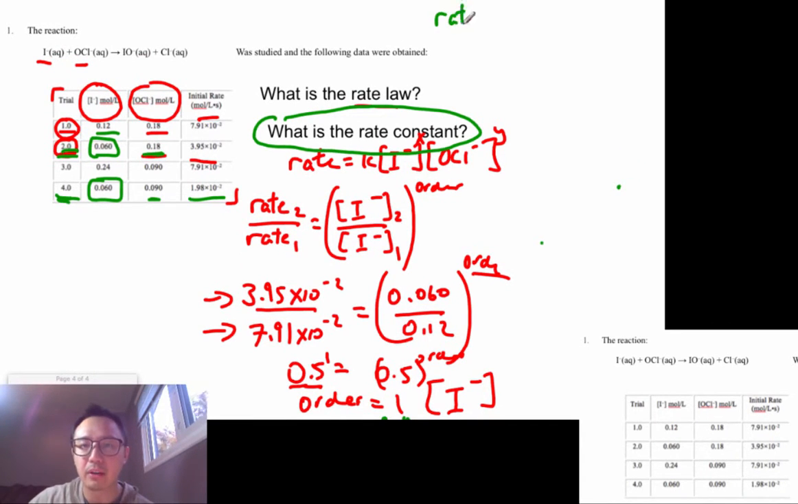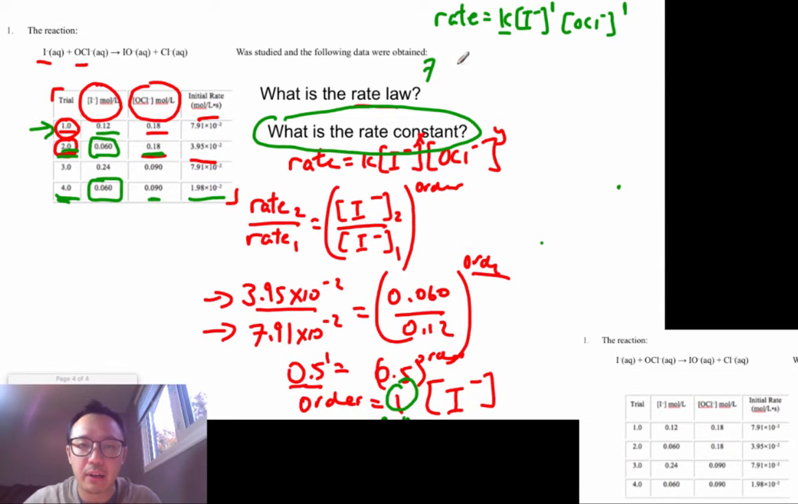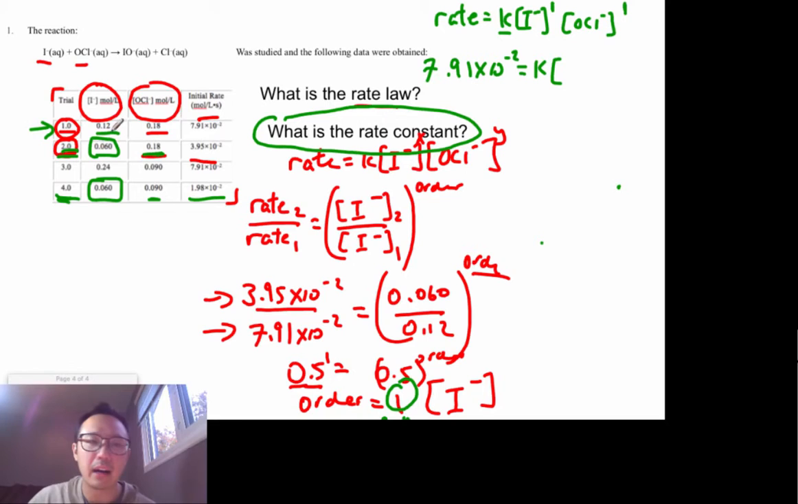So remember, your rate law is now going to be K, this is your iodine ion, has an order of 1, that's what we just determined, and OCl minus ion also has an order of 1. So then we can calculate K with any of these trials. I'll just use the first trial. My rate for the first trial is 7.91 times 10 to the negative 2, equal to K, that's what we're trying to solve. The concentration of I ion for this one is 0.12 times the concentration of OCl minus, which is 0.18, and then just solve for K.